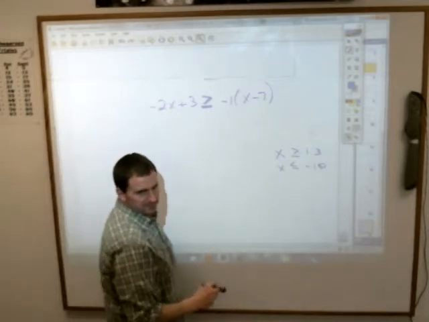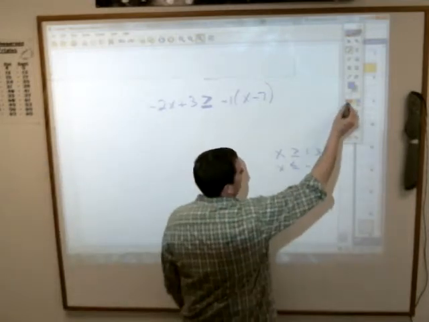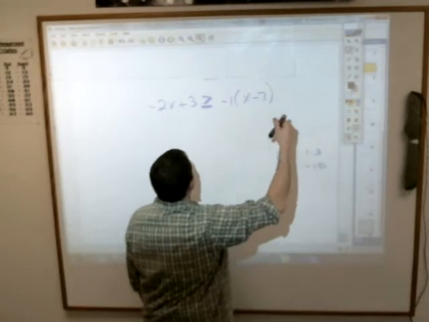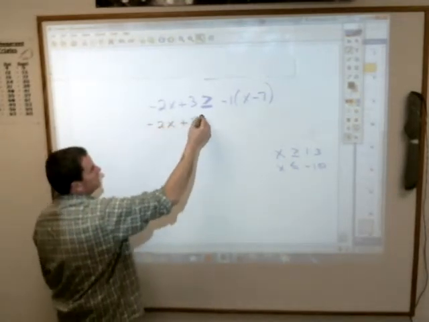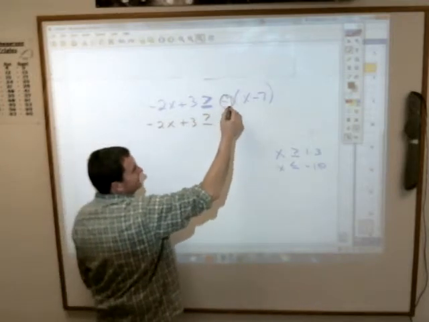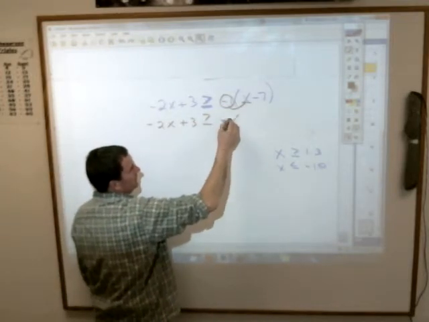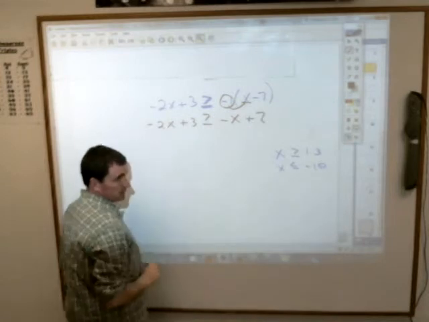Shellhammer? Let's take a look. Your first step is simplify both sides, get rid of the parentheses. This side there's nothing to change, so it ends up being negative 2x plus 3. Multiply through by a negative or a negative 1, it's the same thing. You get negative x plus 7.